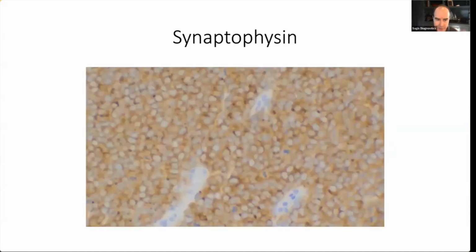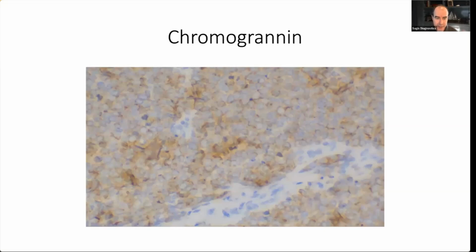So we throw on synaptophysin, and lo and behold, it is positive. Synaptophysin is a neuroendocrine marker. Chromogranin is positive. What else is going to be positive? Neuroendocrine carcinomas. So they show neuroendocrine differentiation and they show carcinoma differentiation. So we can predict they have to have a cytokeratin in them, right?